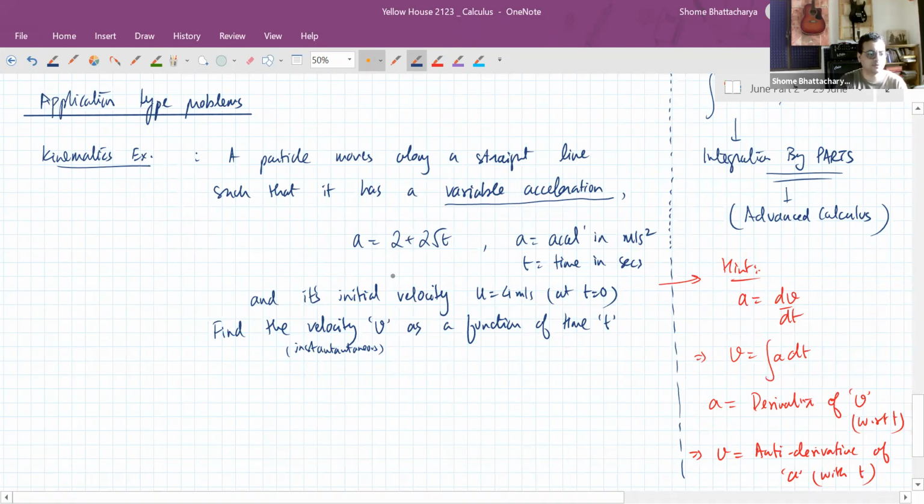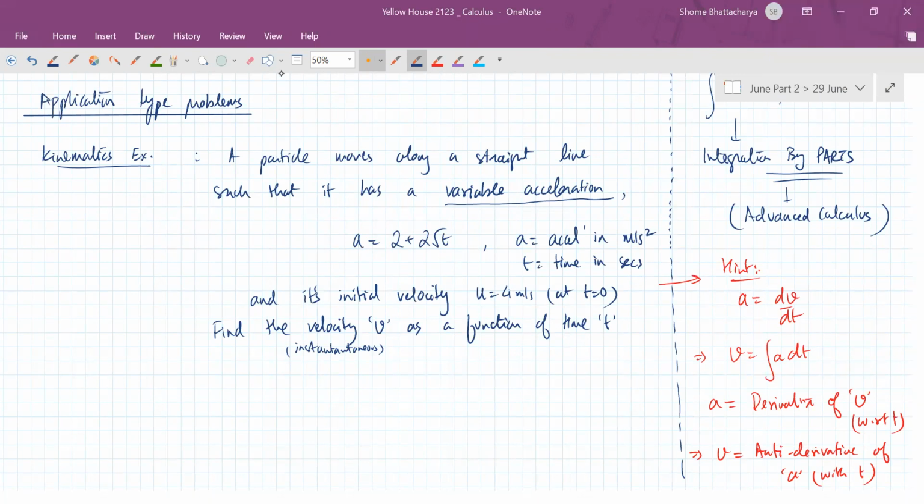This is 2 plus 2 root t. A is equal to 2 plus 2 root t. Now use the definition that A is the rate of change of velocity. So that means velocity should be the integration of acceleration.